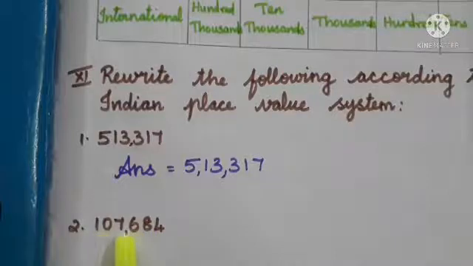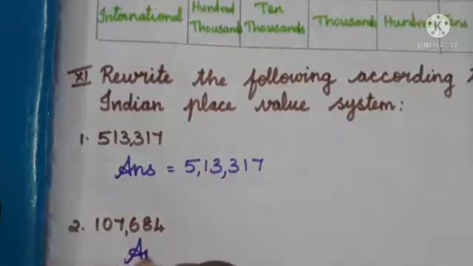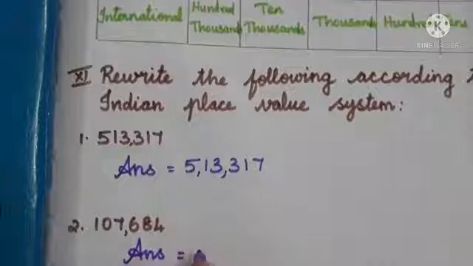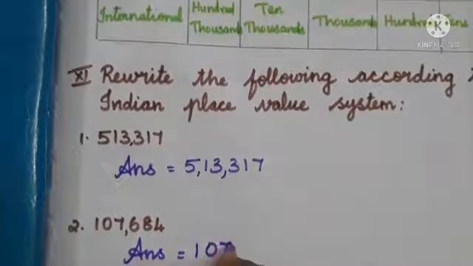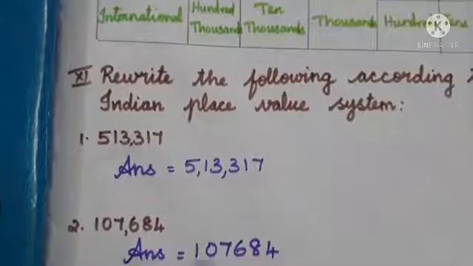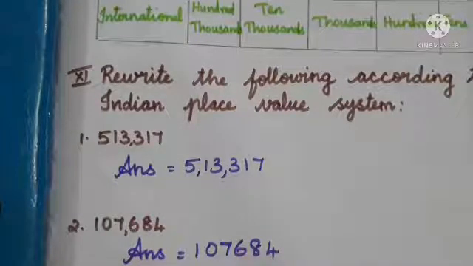So here they have given it in the international system, we are going to write this number in Indian form. So how can we write it in Indian form? First we write the number as it is, that is 107684. So in the Indian system, ones place, tens place, 100 place, that means the ones period is over. After the ones period we have to place the comma. The next is the 1,000 period, so 1,000, 10,000. After the 10,000, that means after the 1,000 period, we have to place the comma.